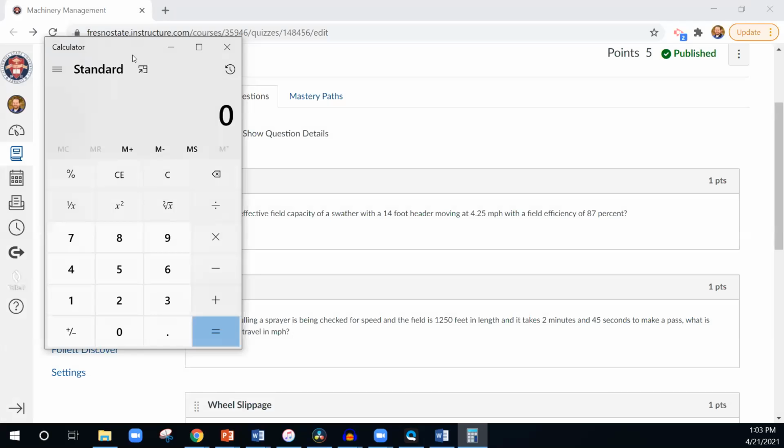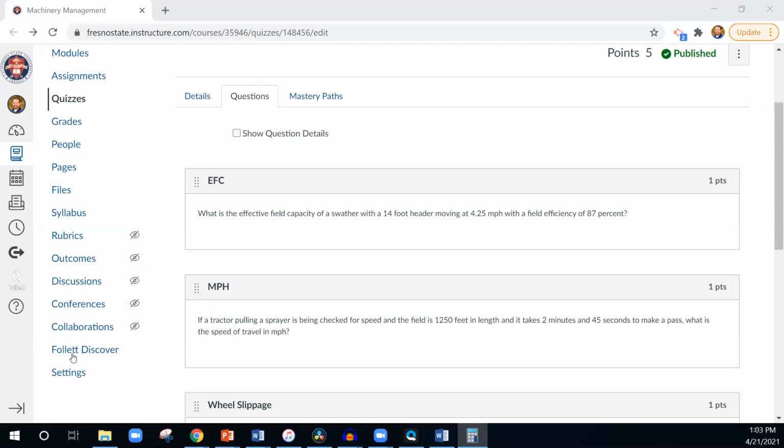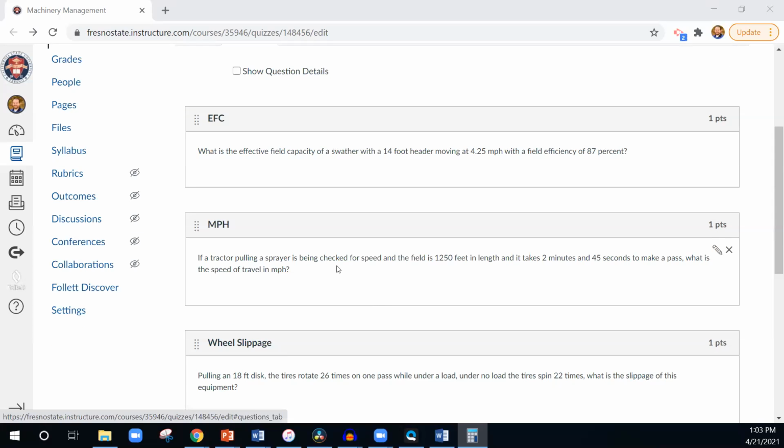number 2 on the quiz here, which is: if the tractor pulling a sprayer is being checked for a speed in the field and it is 1,250 feet in length, and it takes 2 minutes and 45 seconds to make a pass, what is the speed of travel in miles per hour? If you think about that lab that we did with the speed lab, this is the same equation that we used, but it's going to be a little bit different.